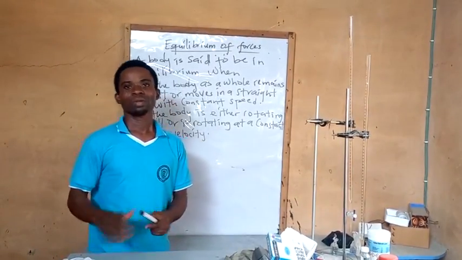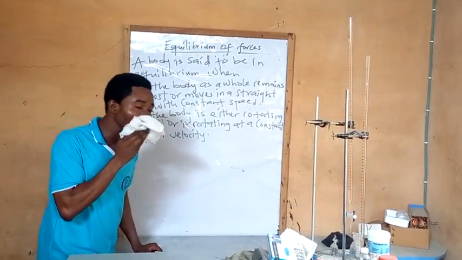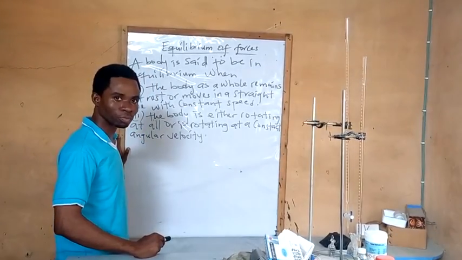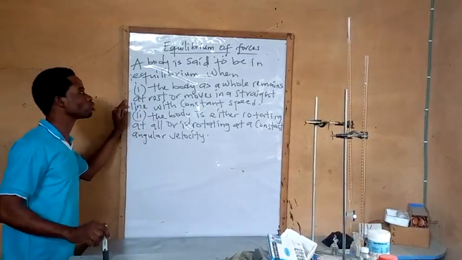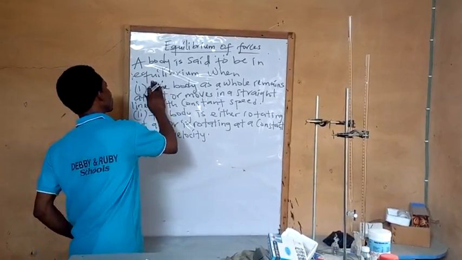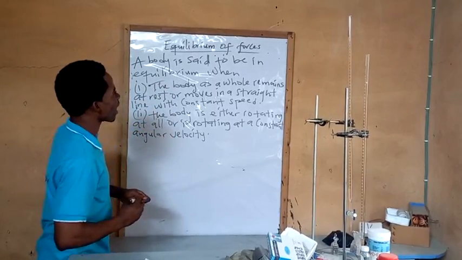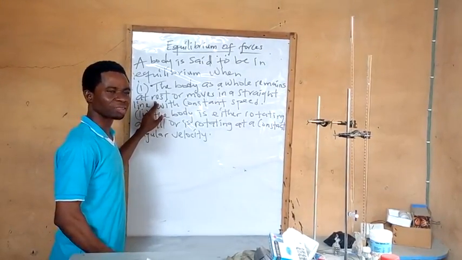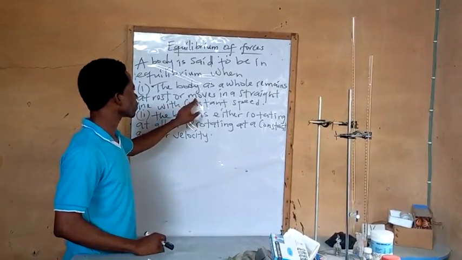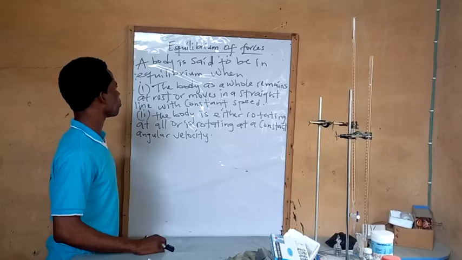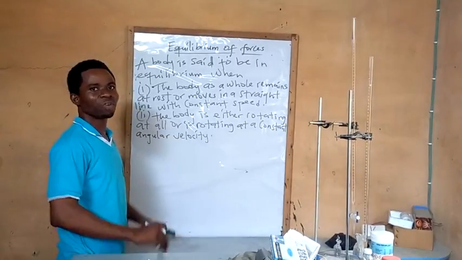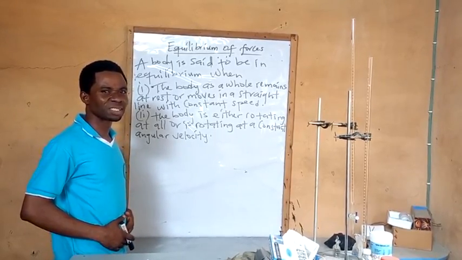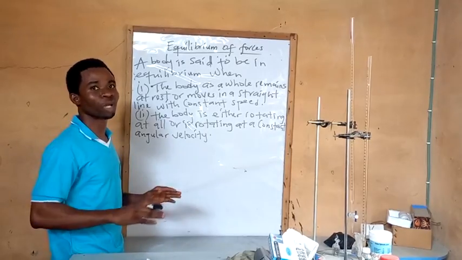Now, what are the conditions for a body to be in equilibrium? These are the two conditions for a body to be in equilibrium. So they said the first condition for a body to be in equilibrium is that the body as a whole remains at rest, or moves in a straight line with constant speed. If the body remains at rest, that's a limiting equilibrium. That the body is not moving at all.